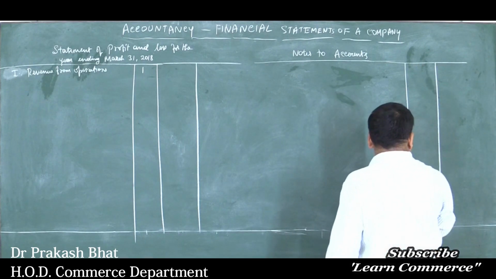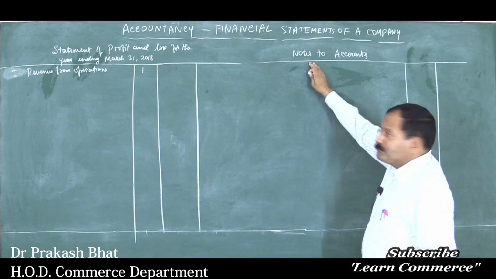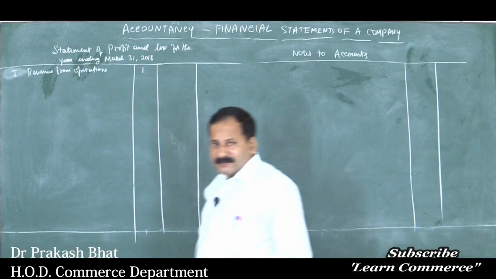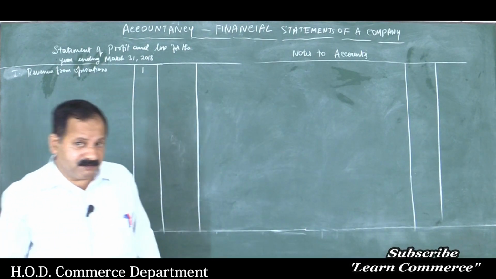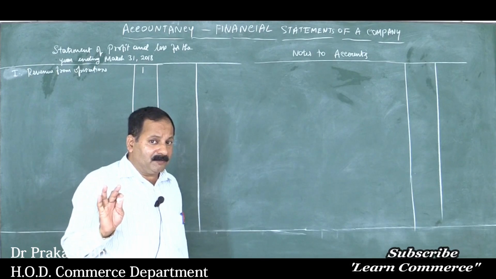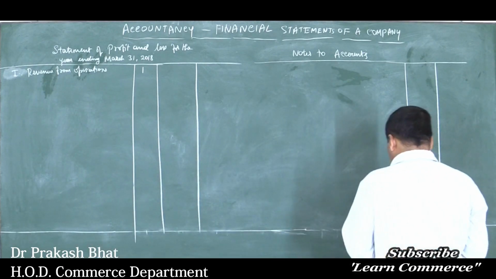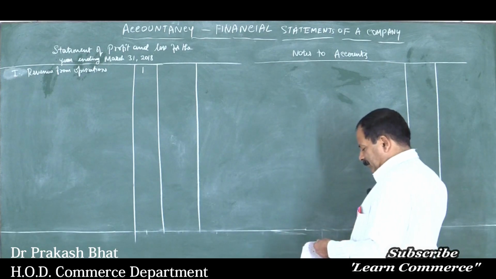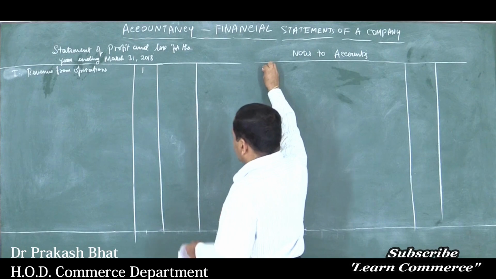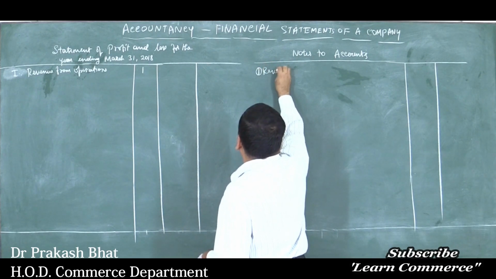This is particulars, amount in rupees, amount in rupees. No debit credit, friends. This is a statement, this is not an account. Remember, don't write debit credit here also. So here we have to write what? Revenue from operations. Note number 1, revenue from operations.